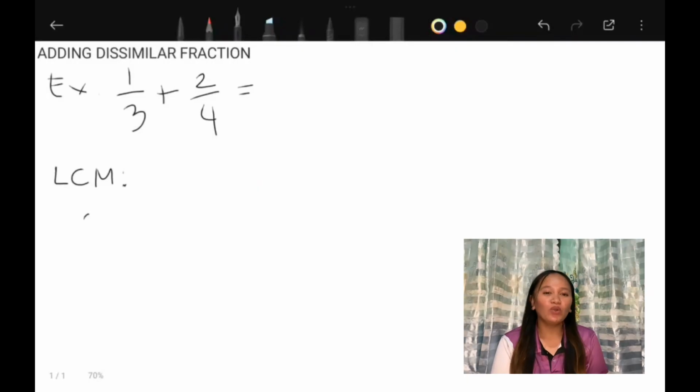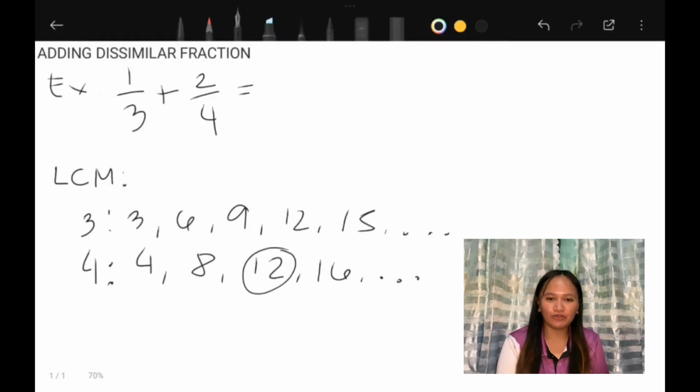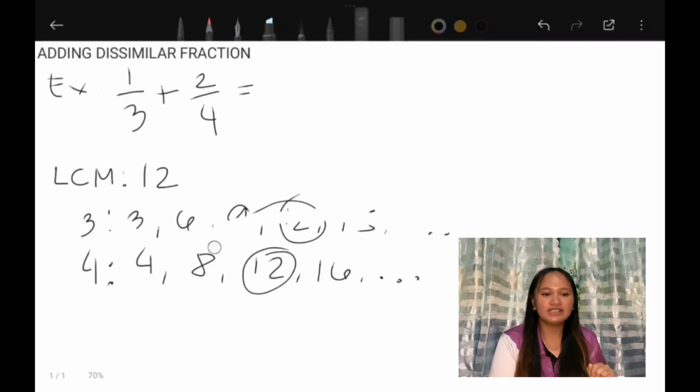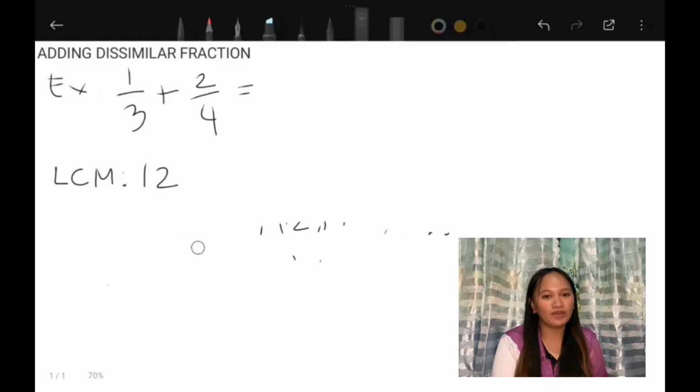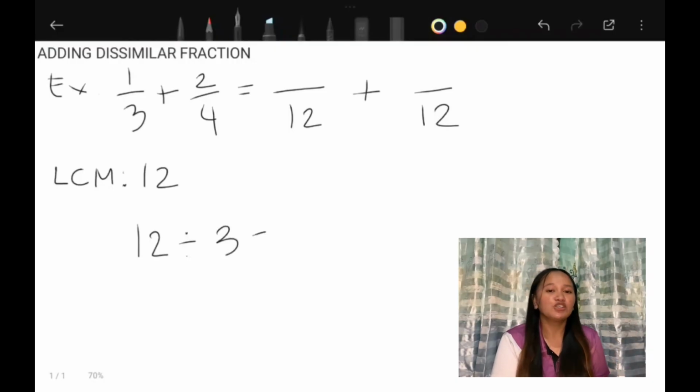For example, 1/3 plus 2/4. So the first step is find the LCM. The LCM for denominators 3 and 4 is 12. The second step is convert each fraction to an equivalent fraction. So 1/3 plus 2/4, their LCM is 12. And then 12 should be divided by the first denominator, which is 3, and then multiplied by the numerator, which is 1. So 12 divided by 3 is 4, then multiplied by 1 is 4.